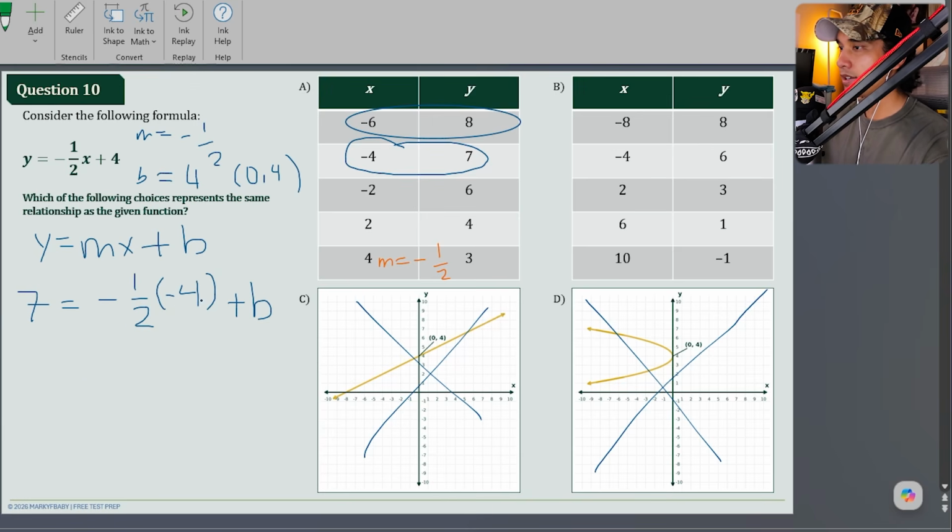Well, what is -4 times -1/2? Well, -4 times 1, a -1, that gives me +4 divided by 2 equals +2. So I get 7 is equal to 2 plus b. I'm going to minus 2, and I get 5 equaling b. And that is the wrong answer because b in our formula is +4, 0, 4. So we can rule out A.